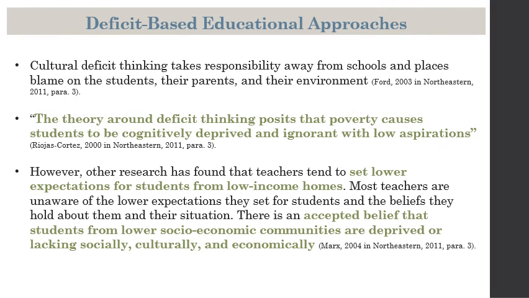One of the most unfortunate things about a deficit-based educational approach is that it takes the responsibility away from the schools and places the blame on their students, the parents, and their environment. The theory around deficit thinking posits that poverty causes students to be cognitively deprived and ignorant with low aspirations, which we know by other research not to be true.